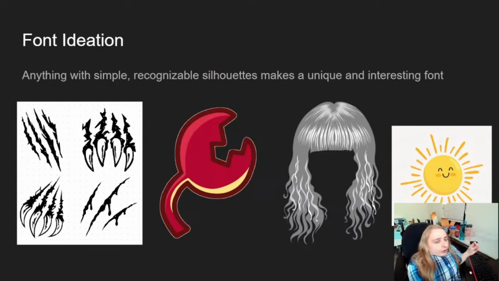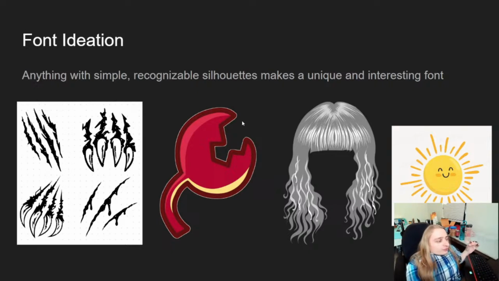I want to quickly talk about font ideation. How do you come up with an idea for a font? For a decorative font that's supposed to look pretty, you want it to have a recognizable shape. So you don't want to have a too complicated shape, but you want something recognizable. So here's some examples. We have like claw marks, blood, things like that. You see it and it doesn't need to do much work in order to express what it is.